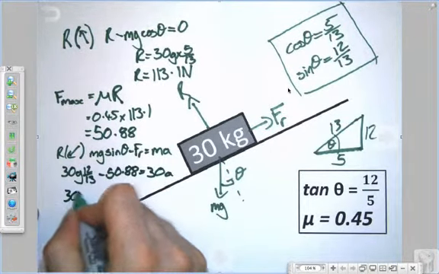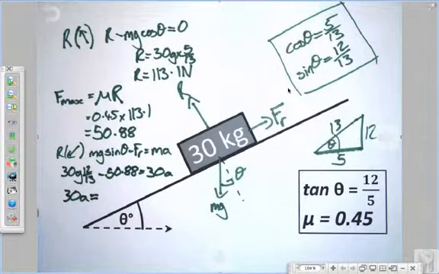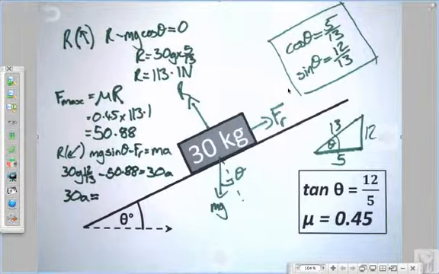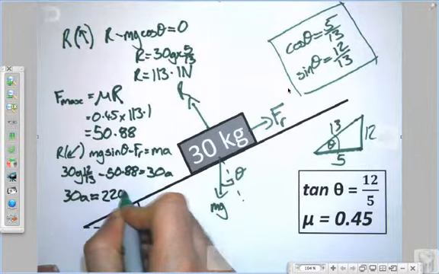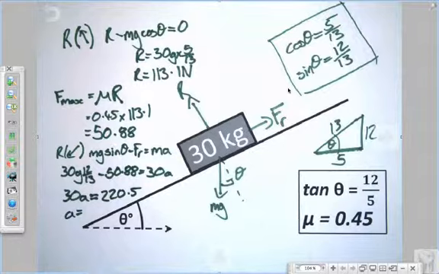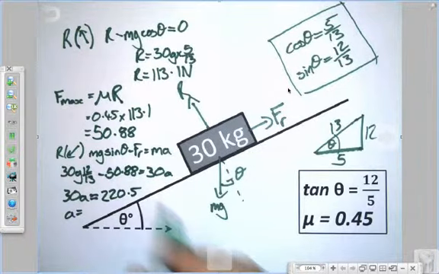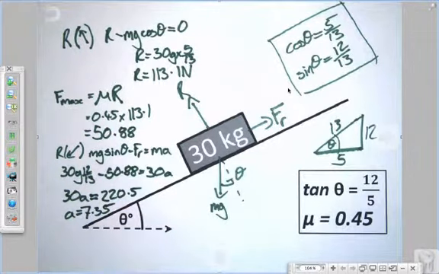So 30a equals 220.5. So a equals 7.35. Job done.